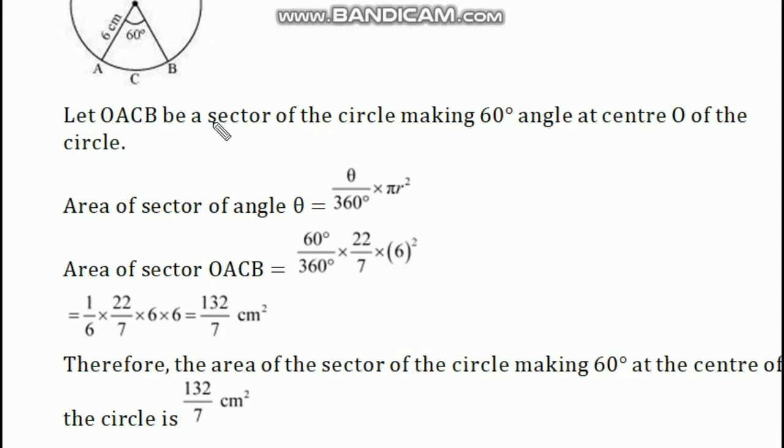So we know the theta angle of the sector is 60. So 60 divided by 360 into pi value, 22 by 7, into 6 square. Okay, so 60 by 360 is 1 by 6 into 22 by 7 into 6 into 6. If we simplify, you will get the answer 132 by 7 centimeter square. So therefore the area of the sector of the circle making 60 degree at the center is 132 by 7 centimeter square.